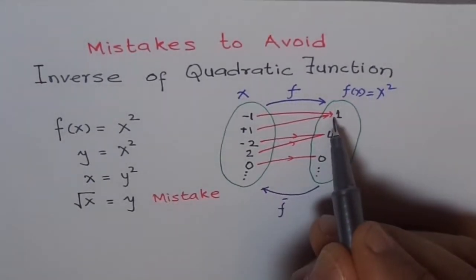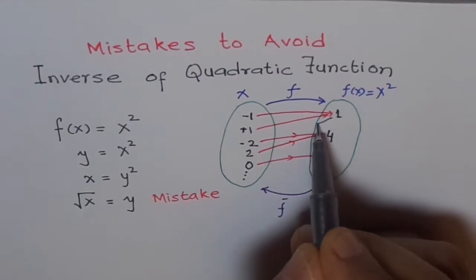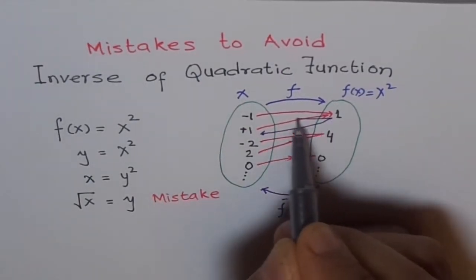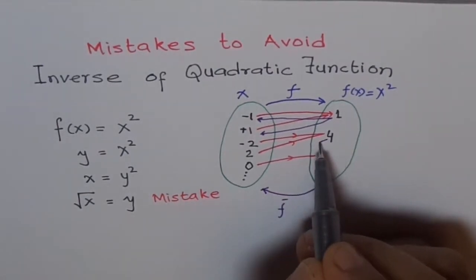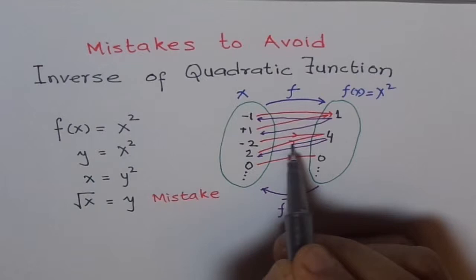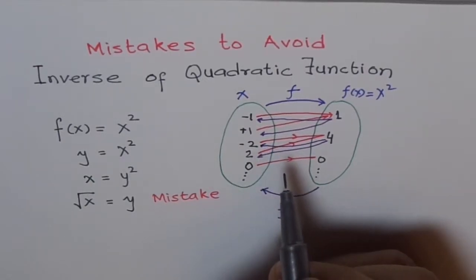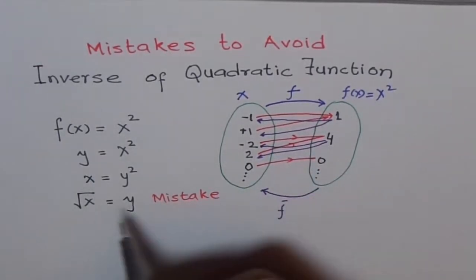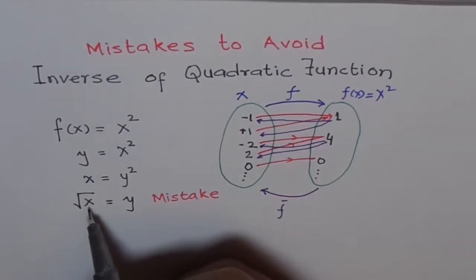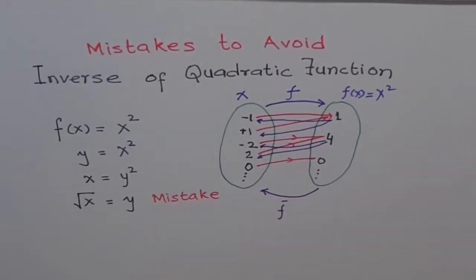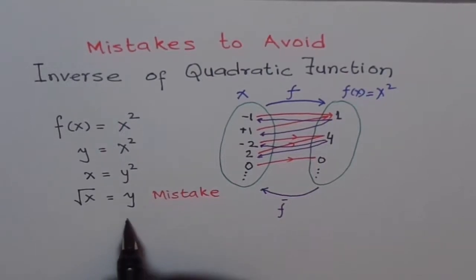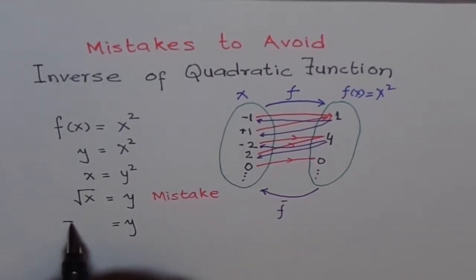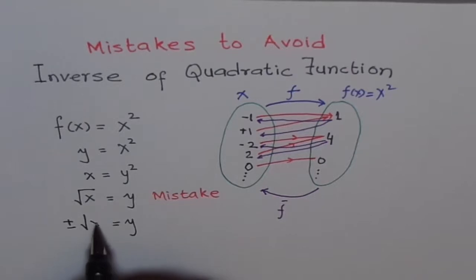If I have to map 1, it should get mapped to +1 and to -1, do you see? If I have to map 4, it should map to 2 and to -2. Do you see that? So here, what is happening to the x value? We are getting only one y value. That means something is wrong. So what is the correct way of writing? The correct way of writing is y should be equal to plus and minus square root of x.